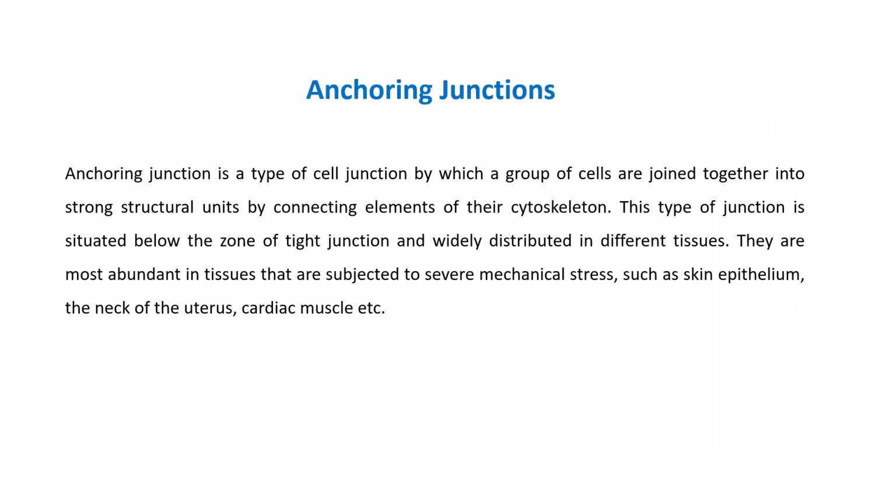It is a type of junction by which a group of cells are joined together into strong structural units. Like if there are different cells, they would be joined by this junction, anchoring junction. This will help single cells to form a tissue and then tissues to form an organ and to maintain the integrity, right? And all this joining is done with the help of the cytoskeleton.